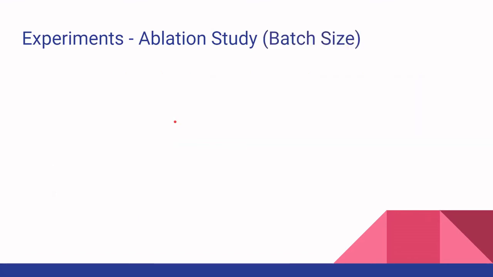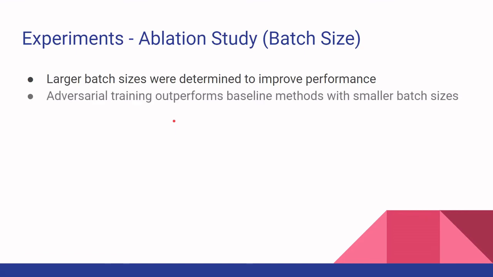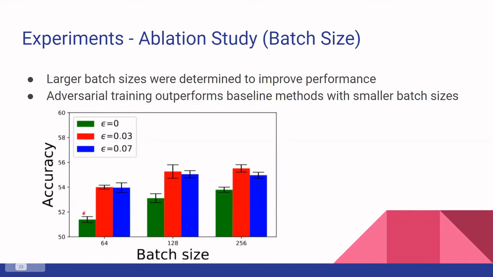So for the batch size, they found that larger batch sizes with the adversarial examples improve performance and actually outperform the baseline methods, as shown here. Using a max perturbation of 0.03 actually performs the best in all cases, outperforming 0.07. And it's shown that even with the lower batch size of 64, it outperforms the larger batch size of 256 for the baseline, showing that the adversarial examples improved the accuracy.